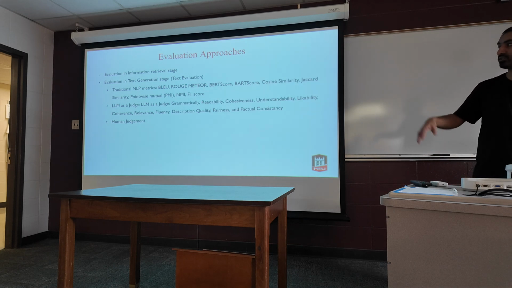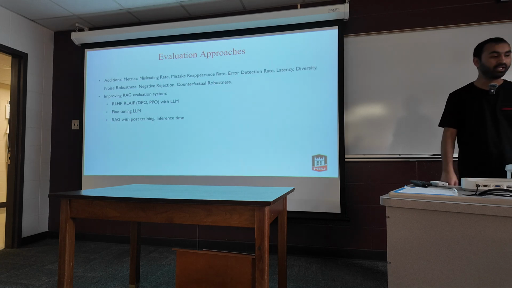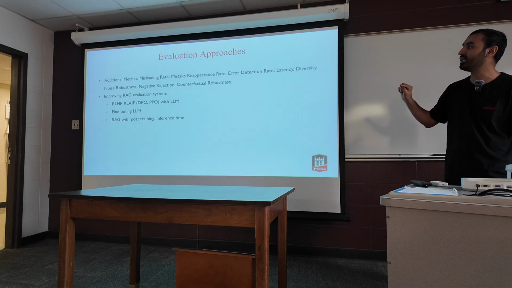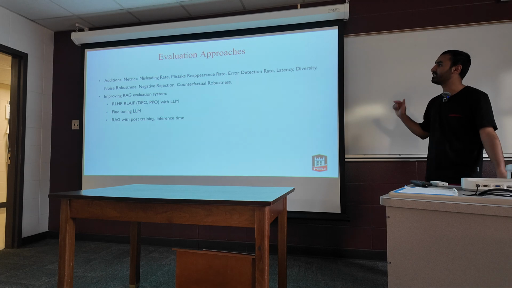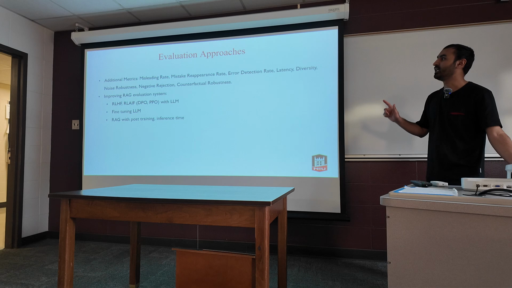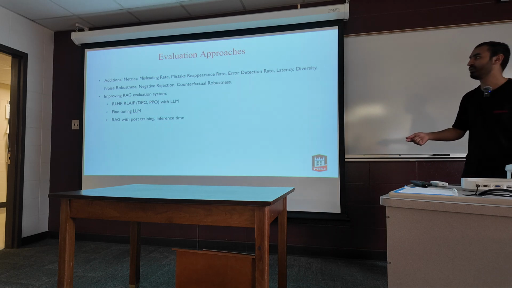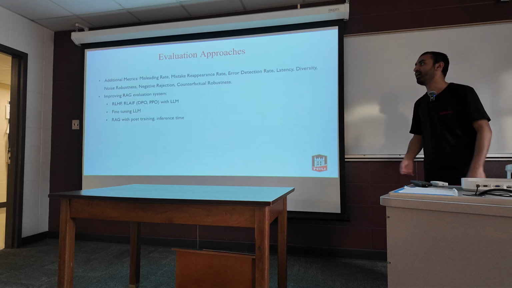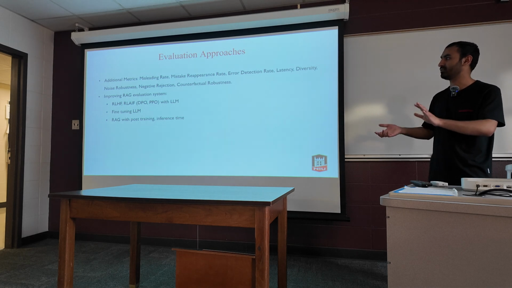And we can also do human judgment here. So there are some additional metrics: misleading rate, mistake reappearance rate, error detection rate, latency, diversity, noise robustness, negative rejection, counterfactual robustness. Those metrics are more applicable for a retrieval system. In a retrieval system, we are retrieving the data, but we can measure what the misleading rate is, what the mistake reappearance rate is, something like that.